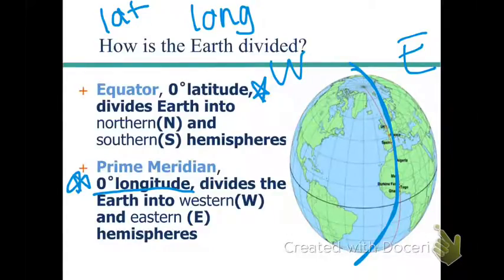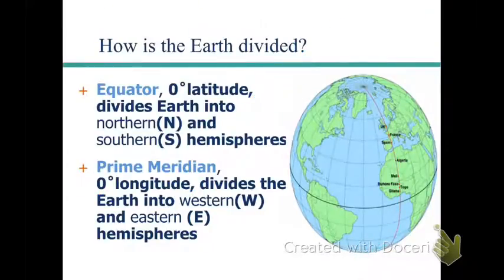Now, if you're also having trouble remembering your compass, you have north and south, and you have west and east. I always remember west and east because it goes "wee" all the way around the world. So it says the word "we." I'll clear the screen, and then we will move on.